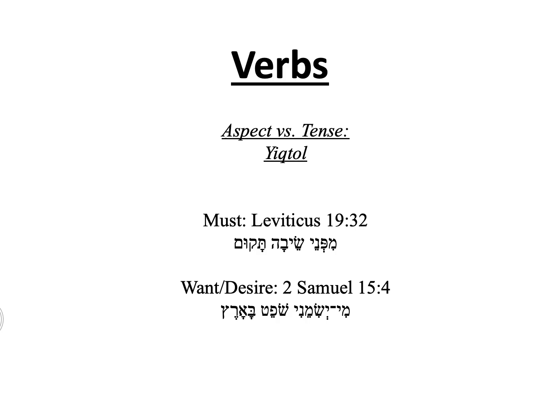So again, as we're examining the particular aspect or tenses of the katal and the yiktol, the perfect and the imperfect, we need to make sure that we're capturing the nuance of the particular word in the context of the verse.